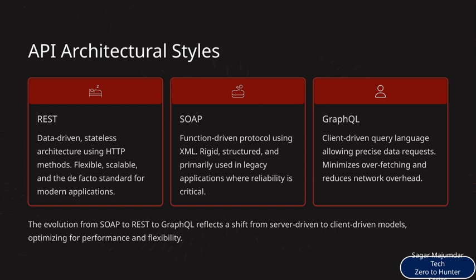What's really interesting is how these styles reflect an evolution, from SOAP's server-driven, structured approach to REST's more flexible, stateless model, and finally to GraphQL's client-driven, highly efficient querying. This shift highlights a broader trend toward giving more control to clients, optimizing for performance and flexibility in our applications. And that's a quick overview of API architectural styles, each with its strengths and ideal use cases, shaping how we build scalable, reliable, and efficient systems today.